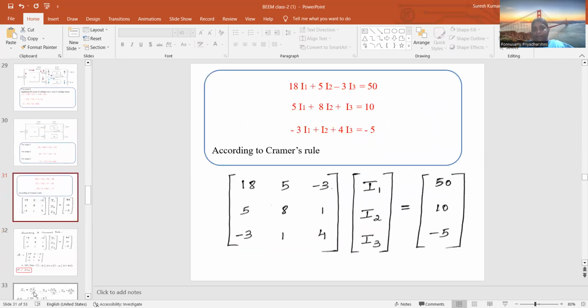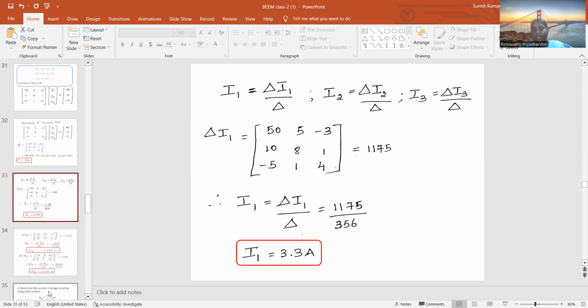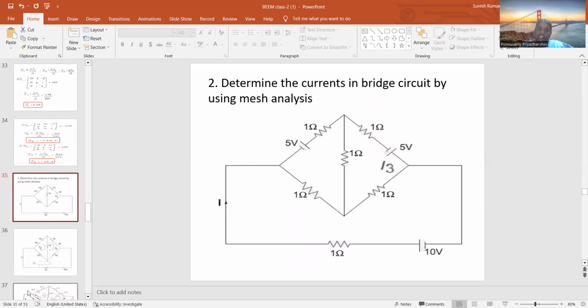Applying Cramer's rule, the determinant delta comes out to 356. From this, I1 is 3.3 amps, I2 is minus 0.997 amps, and I3 is 1.47 amps. So the application of KVL is especially useful in mesh analysis to find the currents I1, I2 and I3. Similarly, in the next circuit, determine the current in the bridge circuit by using mesh analysis.